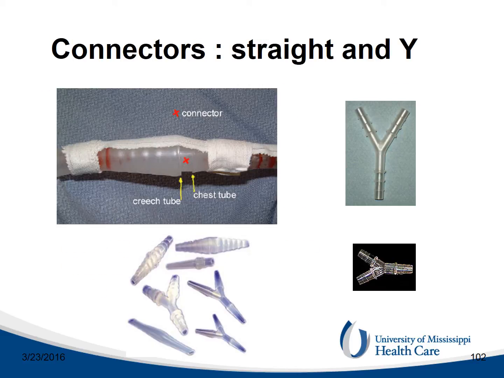The rigid connectors join the chest tube itself to the drainage system, the CDU. If Y-shaped, they allow connecting two chest tubes to a single drainage unit.